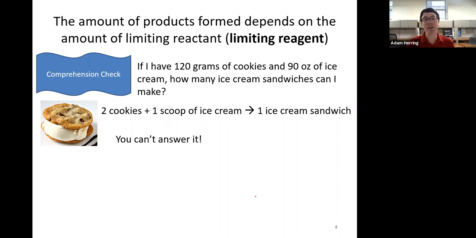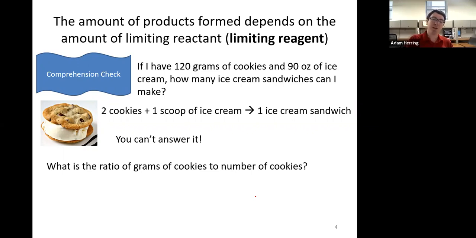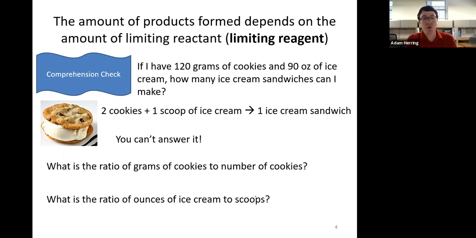You're given a mass of cookies and of ice cream. However, you're not told how many grams of cookies you need or how many ounces of ice cream you need. You're told the number of cookies and the number of scoops of ice cream. So what we need to know is what is the ratio of grams of cookies to the number of cookies, and what is the ratio of ounces of ice cream to scoops.